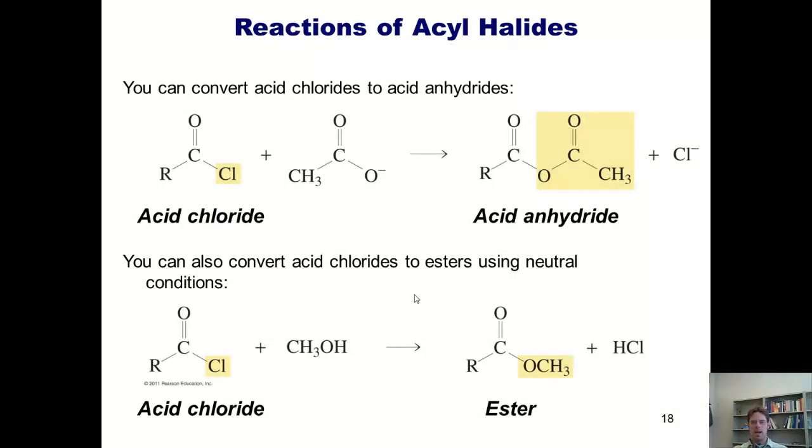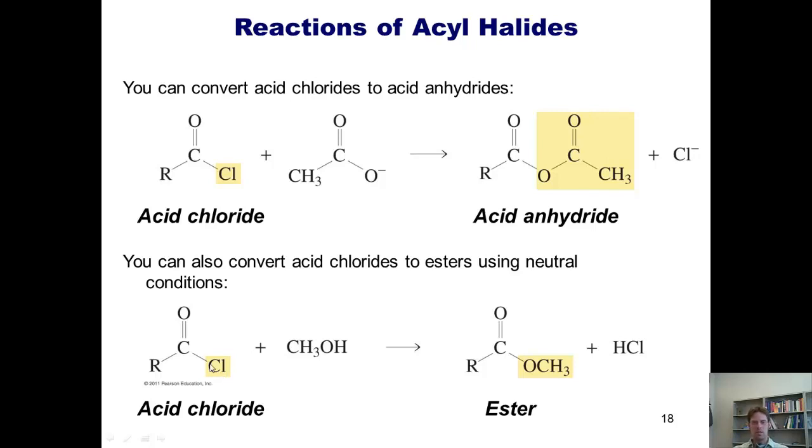Let's take a look at reactions of acid halides. Because acid chlorides are so reactive due to the stability of the chloride, and hence the chloride being a good leaving group, we can displace the chloride with lots of different things. For example, if I take an acid chloride and react it with an acetate, I can replace this chloride with my oxygen, giving me an acid anhydride.